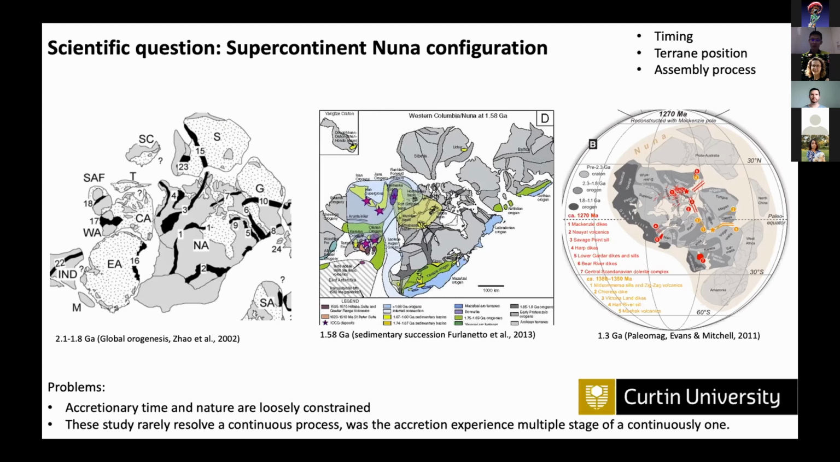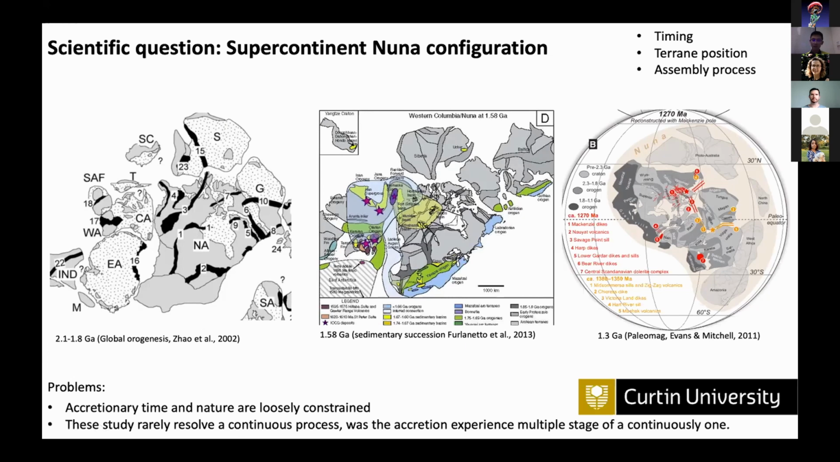But you see the different reconstructions putting them with different timing or different positions as well. So when we started this project, we wanted to understand exactly when the ocean between these two continents closed, and when the final assembly of the supercontinent happened. We also want to understand the process, because people put different stages on the accretion events, and we want to understand exactly when the terrane was being created.